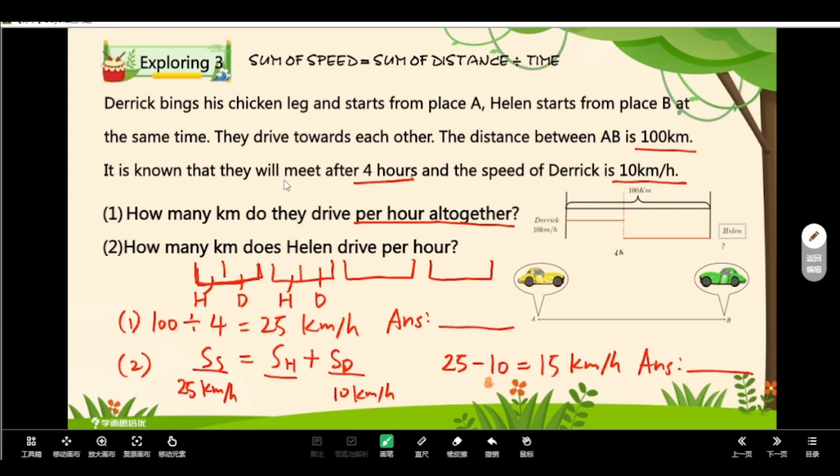Very well done. If we need to calculate the speed of only one person, we need to first find out the total speed of two persons, and we use the total speed minus the speed of another person to get what we want, okay? And if we need to find out the sum of speed, we can directly use the sum of distance divided by time. And let's move on to the very last question of today.